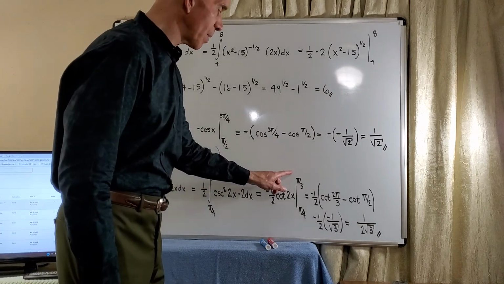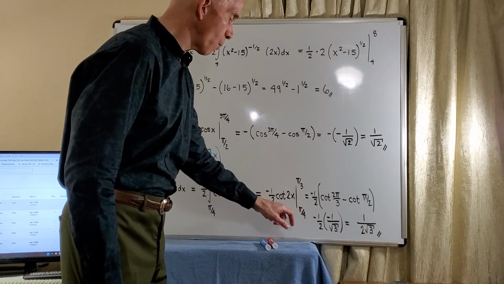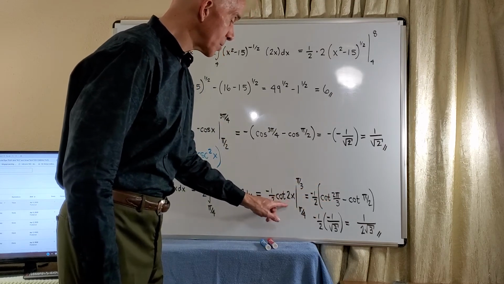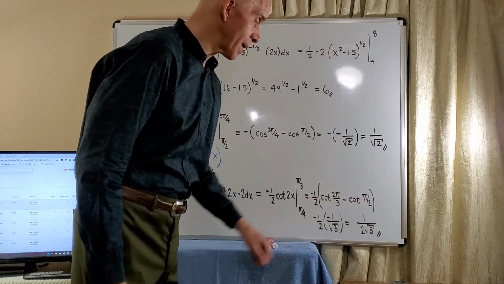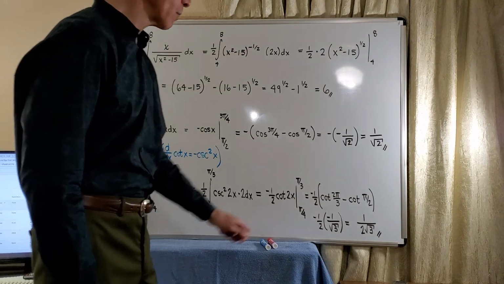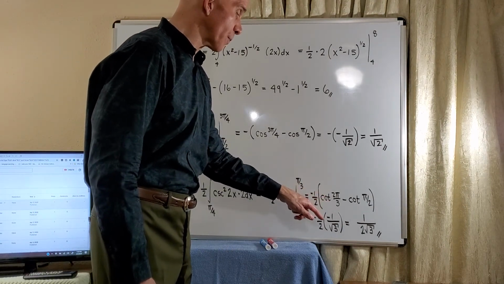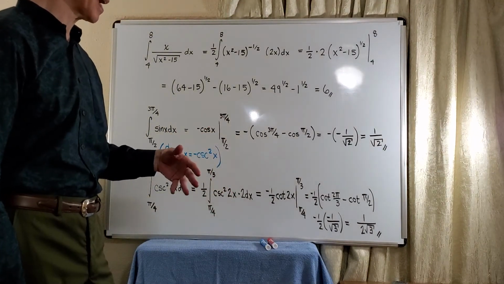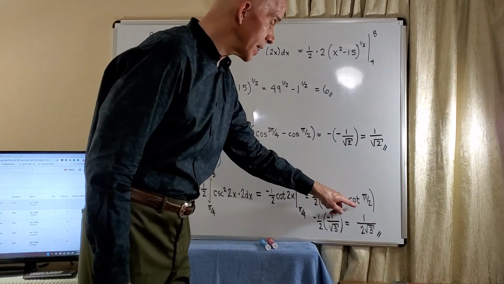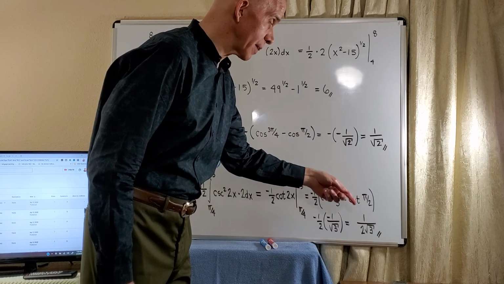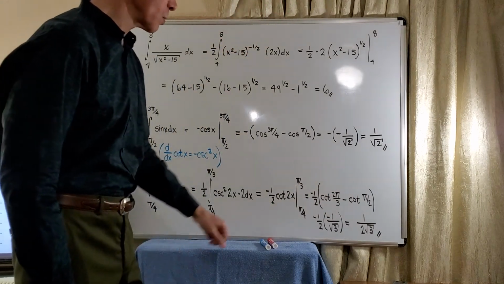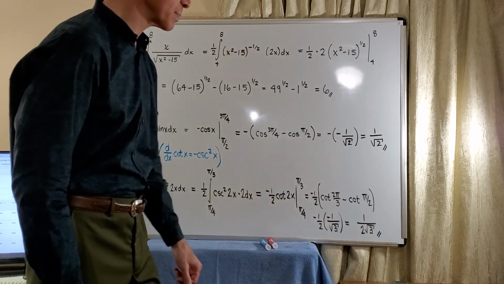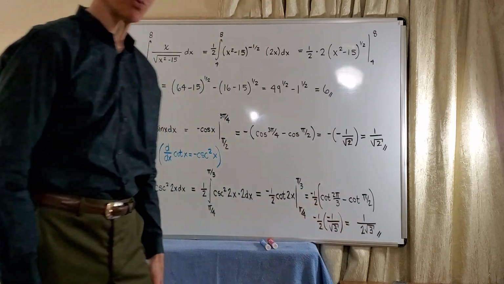We need to evaluate it at pi over 3 and pi over 4. Now 2 times pi over 3 will give us 2 pi over 3, and 2 times pi over 4 will just give us pi over 2. Now the cotangent of 2 pi over 3 is negative 1 over root 3. Just think cosine over sine. And then of course the cotangent of pi over 2, cosine over sine, that'll give us 0. So we've got negative 1/2 times negative 1 over root 3. The negatives absorb, and we get 1 over 2 root 3.